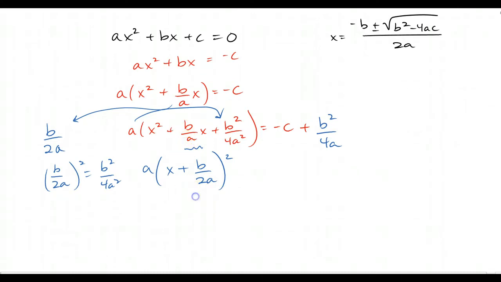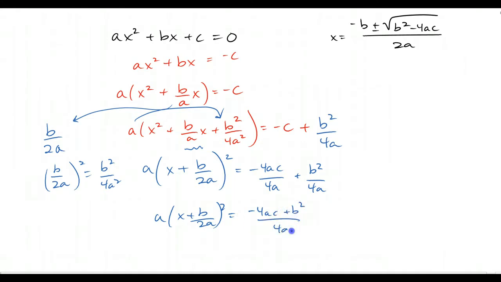Alright, so the right-hand side, I'm going to simplify this and make this one fraction. So I'm going to turn negative c into negative 4a times c over 4a, plus b squared over 4a. And I'm just going to rewrite this a little bit cleaner here. So that's negative 4ac plus b squared over 4a.